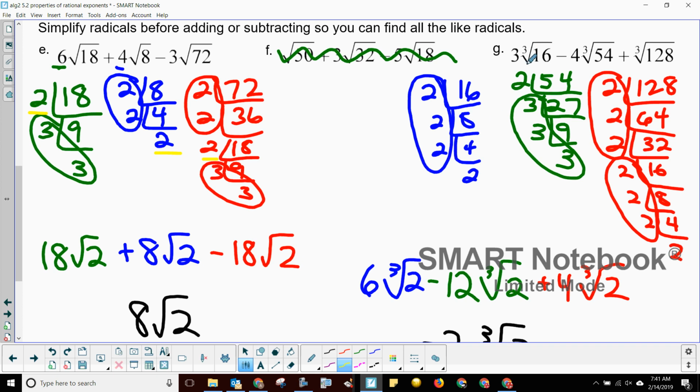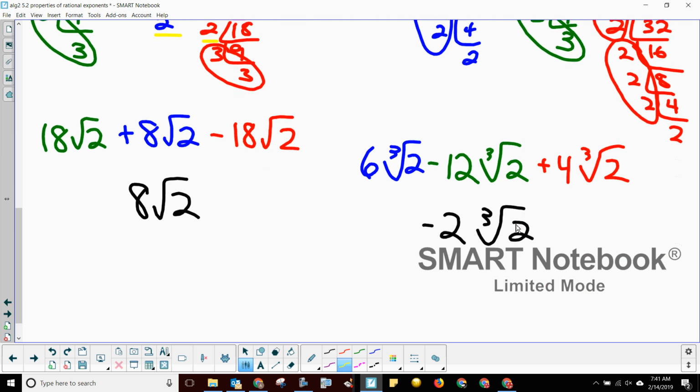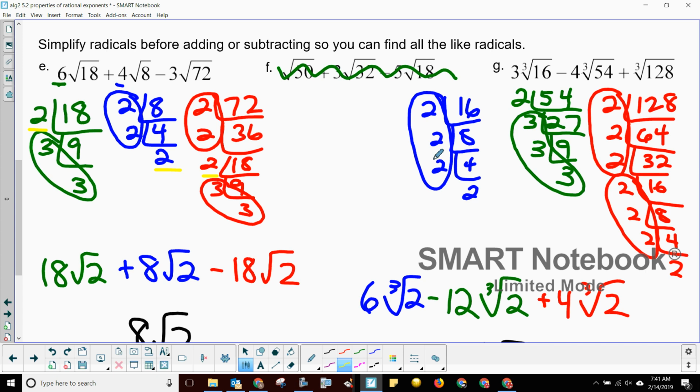And we did the same thing here, except we did cube root, so we needed 3 of the same thing for it to come out. Whatever you factor out multiplies, like the 2 times 3 gave me 6. The 3 times negative 4, negative 12. 2 times 2 is 4.